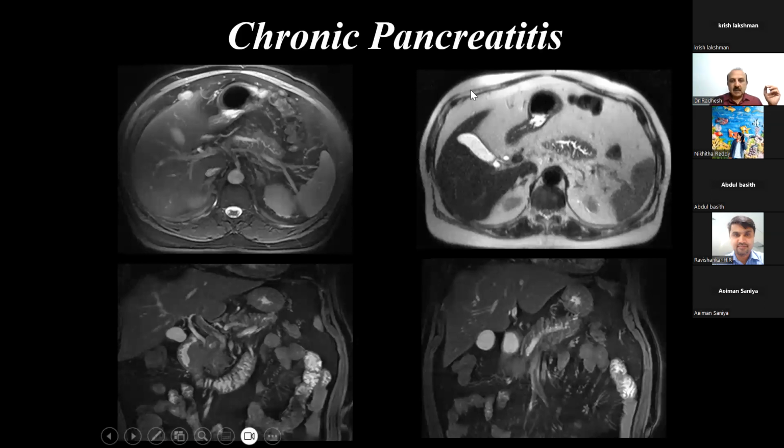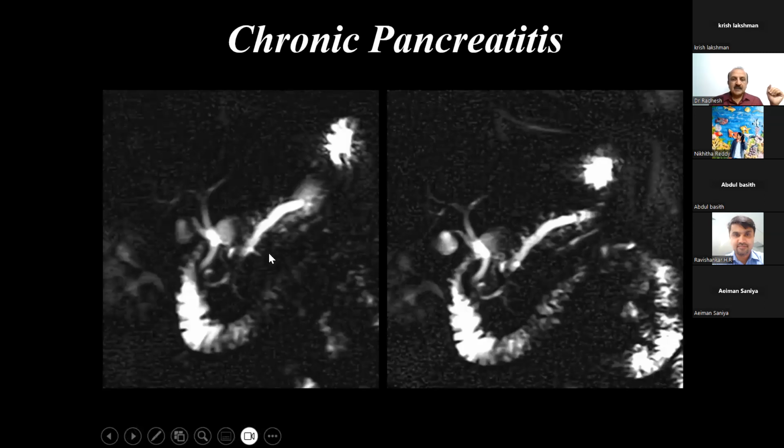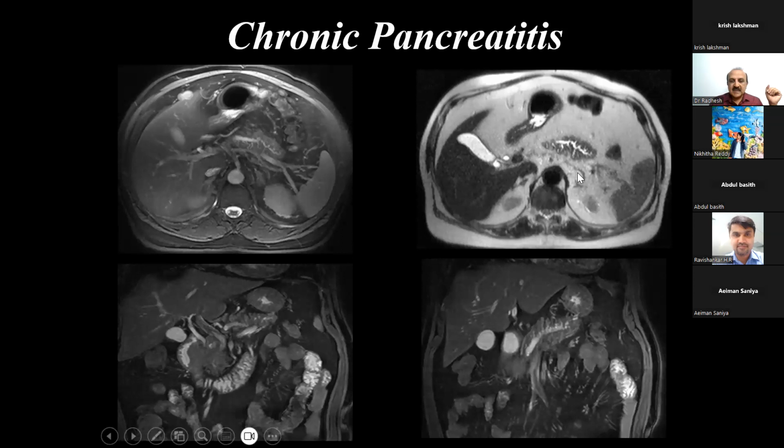Now again, this is one more case of chronic pancreatitis. You look at the side branches so beautifully seen here. Multiple dilated side branches. Because again, just a dilated duct and one side branch dilatation can also give us a clue that this is chronic pancreatitis. This is the MRCP image. You see the dilated duct and you see these side branches here, but not as good as these.